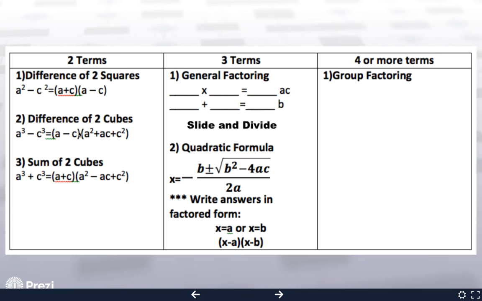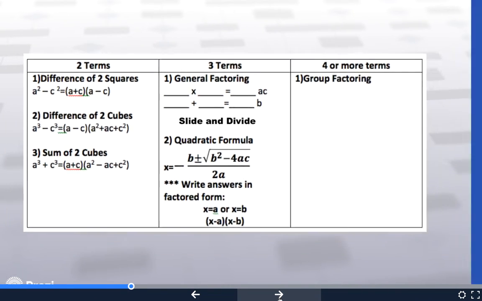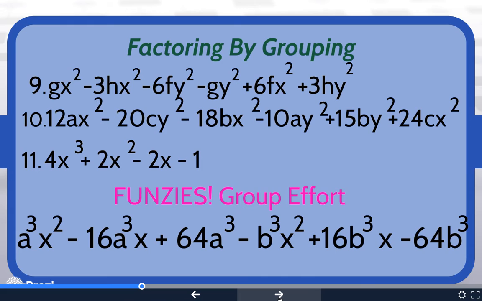So one of them is a difference of 2 squares. I'm sorry, difference of 2 cubes. One of them is a sum of 2 cubes, and one of them will be called group factoring. The next factoring technique we're going to talk about is factoring by grouping, or group factoring.